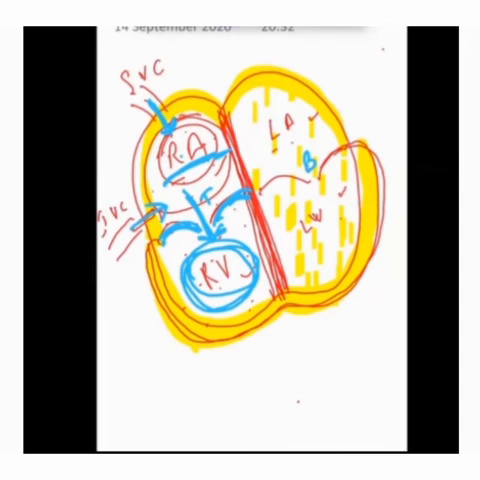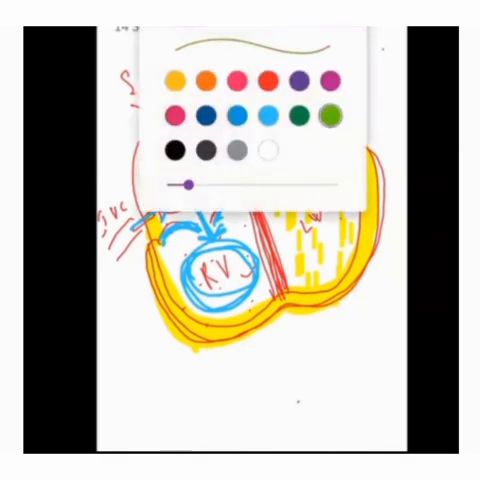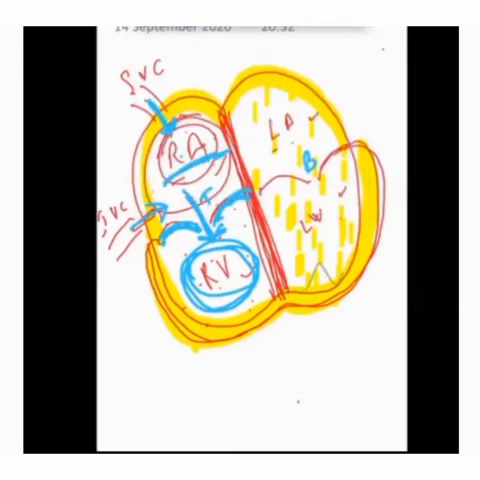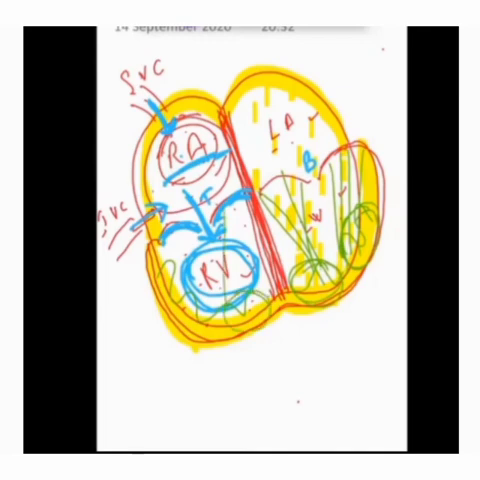Let me draw this side so it will be clear for you. Now for this, I'm using a different color. Let's use green for the muscles and the chordae tendineae. I'm drawing this side from the myocardium itself. There are papillary muscles, and on this side also there will be papillary muscles. The chordae tendineae originate from the papillary muscles like this. The contraction and relaxation of these papillary muscles is for the opening and closing of this valve.